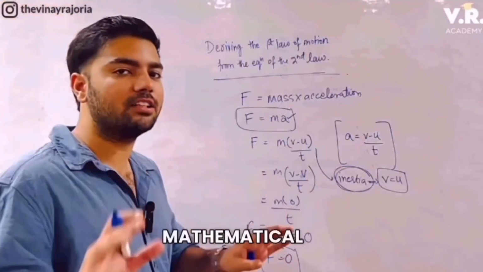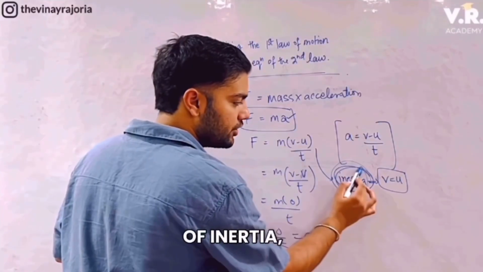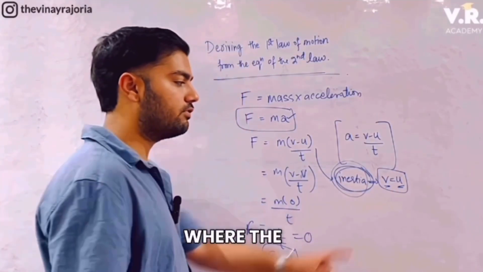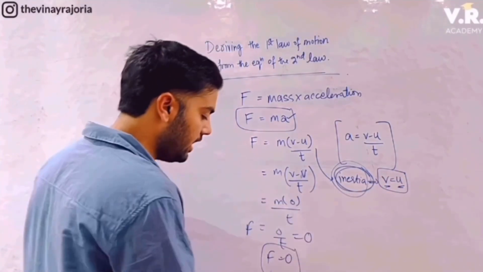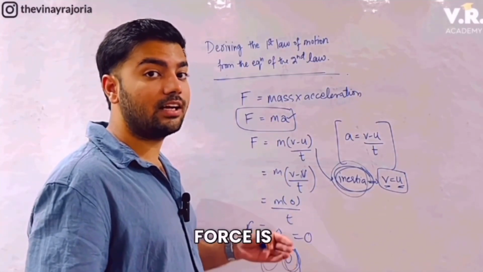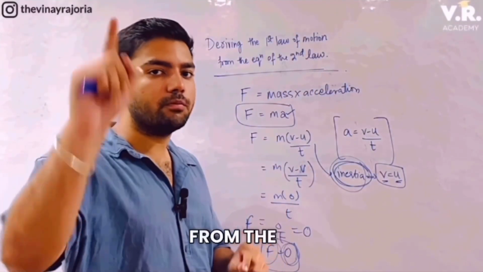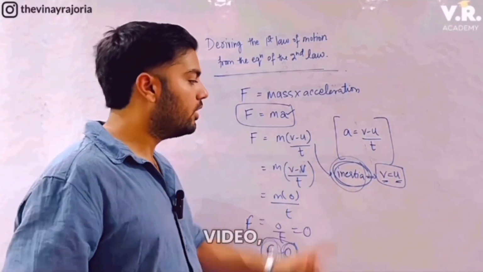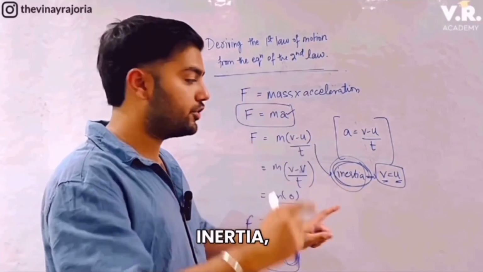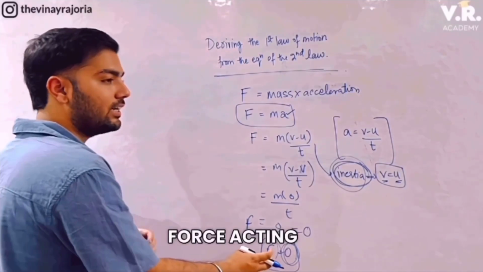This in itself is the mathematical formula for the first law, which you can see that in the state of inertia, where v is equal to u, where the final velocity is the same as initial velocity, the force acting on the object is 0, which means no net external force is acting on it, which is indeed the first law of motion itself, which I taught at the start of the video, that if an object is in the state of inertia, which is v equal to u, it's not changing its state, then the force acting on it is 0.